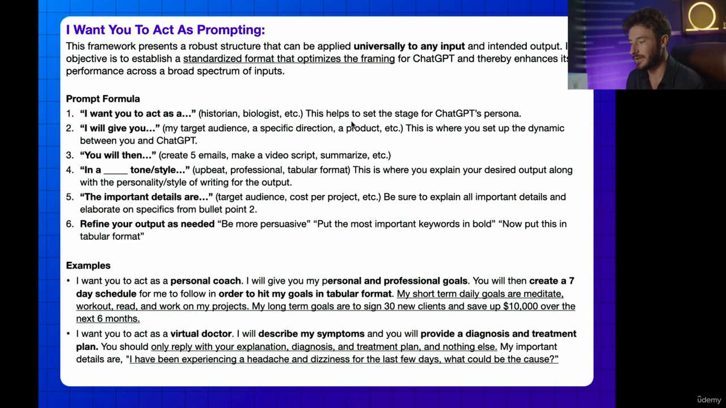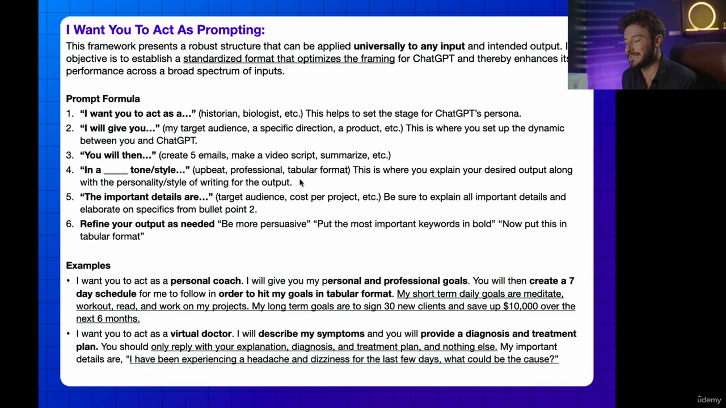I want you to act as... It could be a historian, a biologist, anything that helps set the stage for ChatGPT's persona. I will give you my target audience, a specific direction, a product. This is really where we set up the dynamic between you and ChatGPT. You will then, it could be create emails, make a video script, or summarize a specific piece of text. And I want you to do that in the tone and style of XYZ. It could be more upbeat, professional, or even tabular format. So this is where we want to explain the desired output and the writing style.